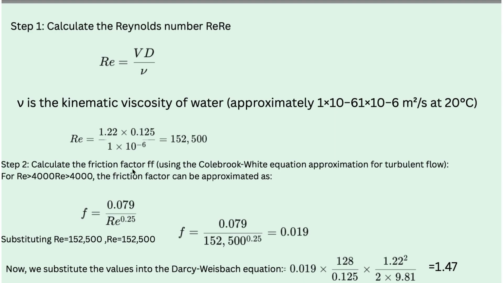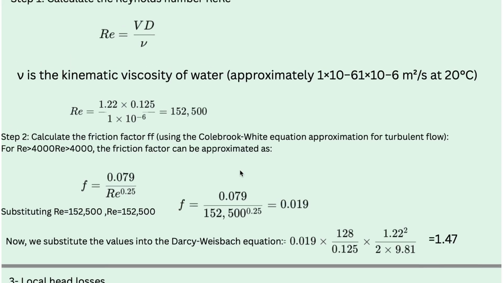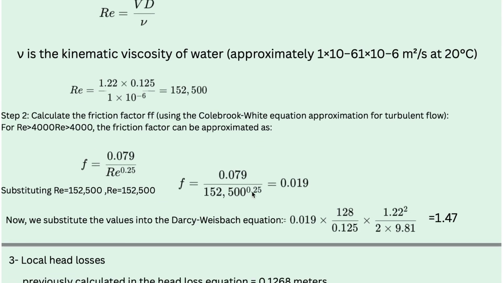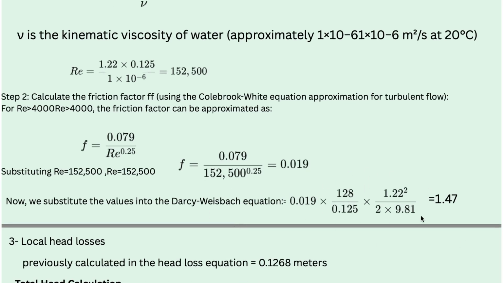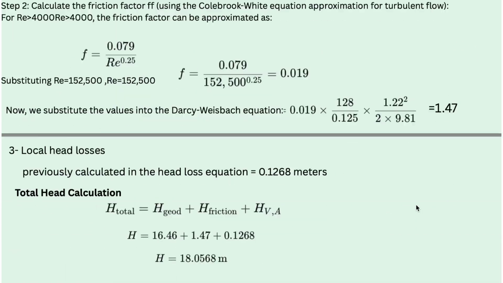Then you calculate the friction factor f using the Colebrook-White equation for turbulent flow. So the friction factor can be approximated using this value, 0.079, divided by the Reynolds number to the power of 0.25. So it is 0.079 divided by 152,500 to the power of 0.25, which is 0.19. Now we substitute these values into the Darcy-Weisbach equation right here to get your value, which is 1.47.